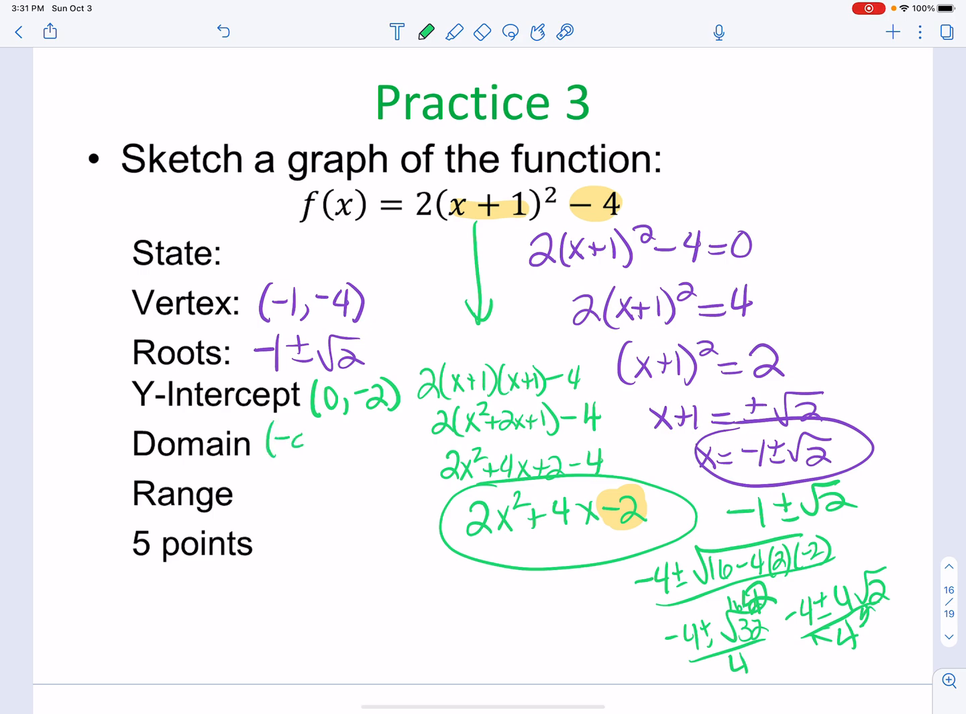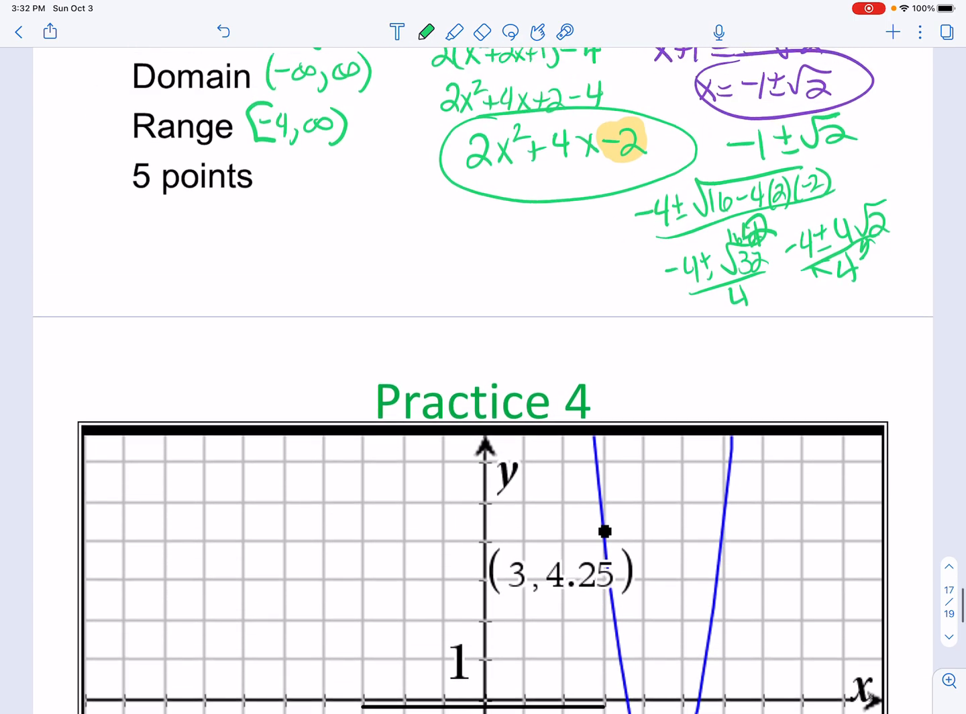So my domain is negative infinity to infinity. My range, if I graph it up here, I know I have a vertex at (-1, -4). I know it's going up. It has weird roots, but they do cross because there's no i. And I have points there because I have a y-intercept of (0, -2), which would mean I'd have one here at (-2, -2). So there's 3 points. So my range would be from -4 to infinity. Okay. So that is the warm up there.